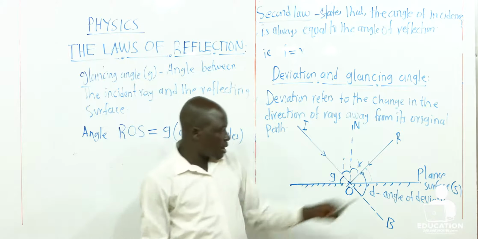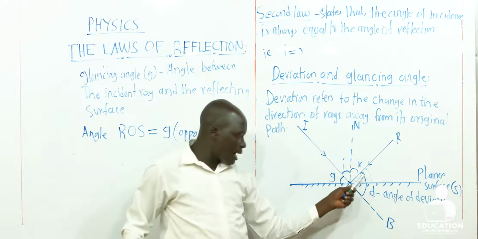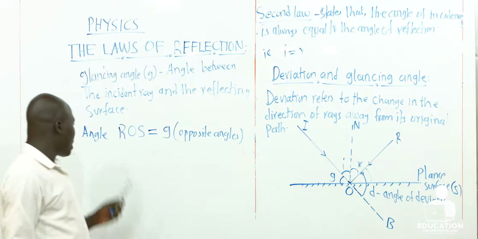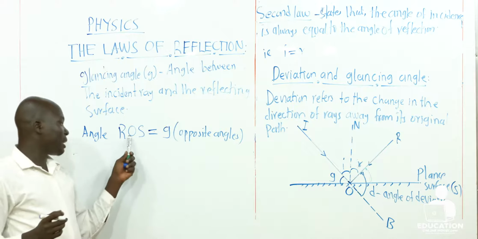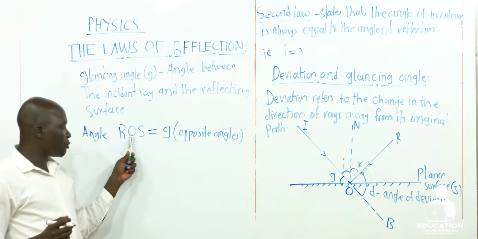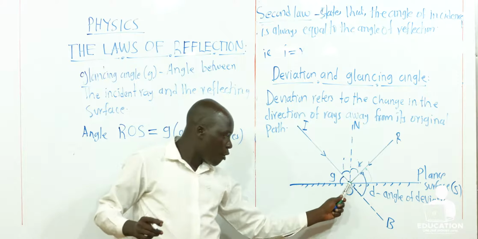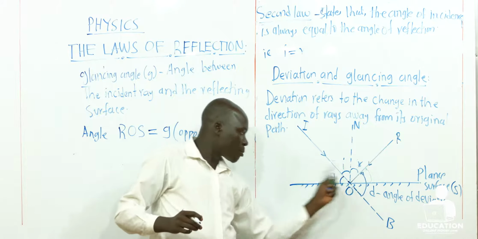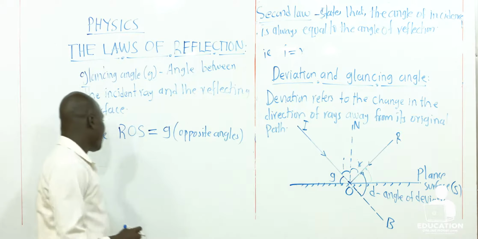We have taken the angle ROS, meaning the angle found at O. Dear learners, when we are talking about angle ROS, meaning the angle will be found in the letter which is in the middle. So when we look at this, the letter which is in the middle is O. ROS. So the angle is found at O. And this angle is opposite to that, which is equal to the glancing angle.